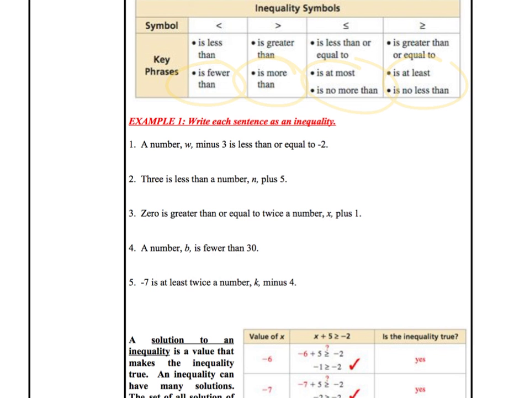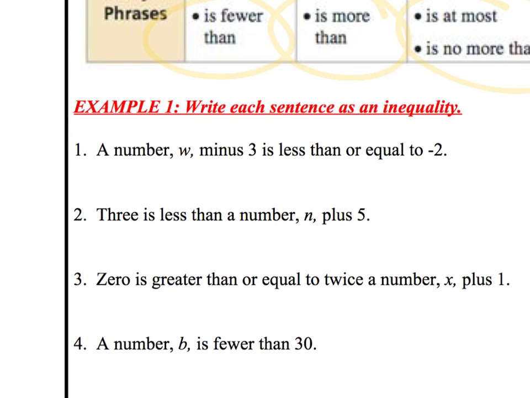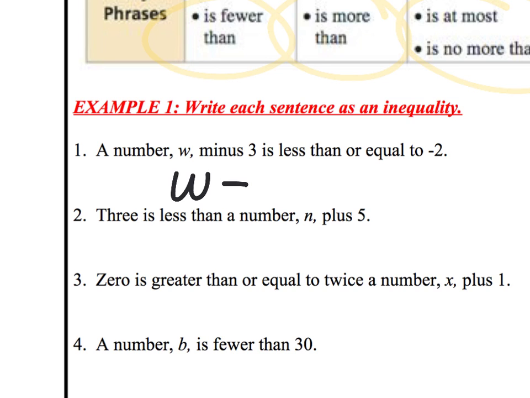We're going to start by writing some inequalities, and we're just going to read exactly what it says and put it together as it asks. A number W, so write that down, minus 3, okay, subtract 3, is less than or equal to negative 2. And that's it. We're just writing each sentence as an inequality.